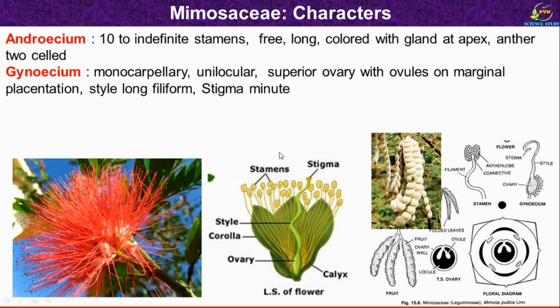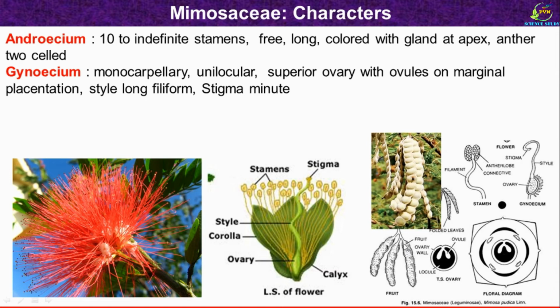Why is it called a superior ovary? Because the ovary is at the upper position, and all the other floral parts are arising from the base of the ovary, as you can see here, and so this ovary is considered a superior ovary with ovules on marginal placentation. So here you can see the placentation is marginal placentation. All the ovules are arranged on a margin, and so it is described as marginal placentation.